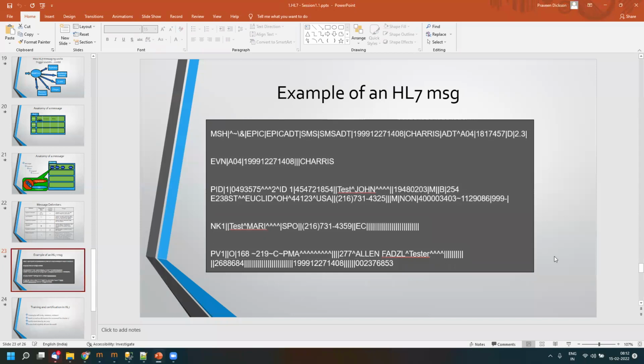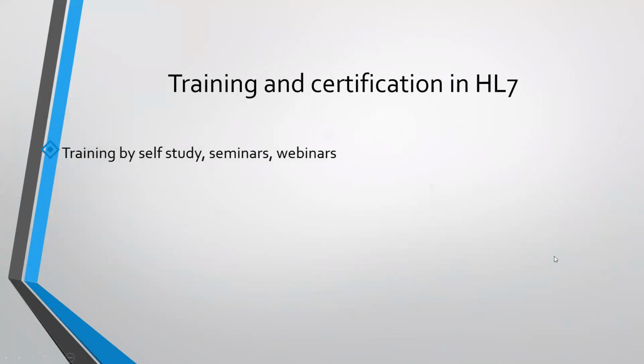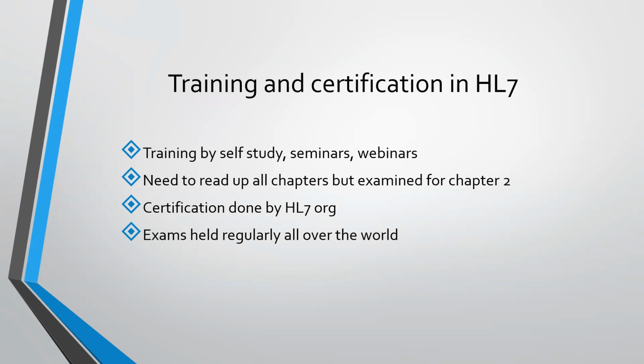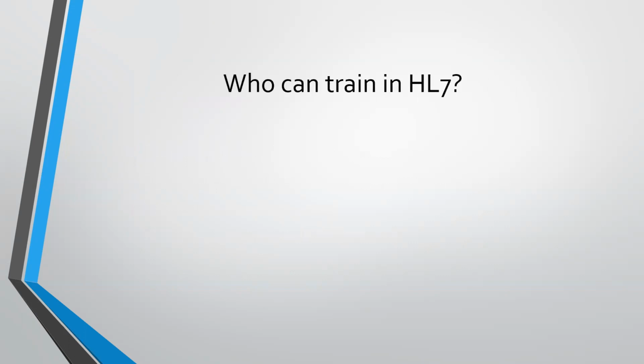And so who can learn HL7? HL7 can be learned by self-study material or seminars or trainings like this. If you want to get certified, you have to go through all the chapters, specifically chapter 2. I'll highlight this in our last sessions. HL7 certification is done by the HL7 organization itself. No other body is allowed to provide certification. Exams are regularly held all over the world.